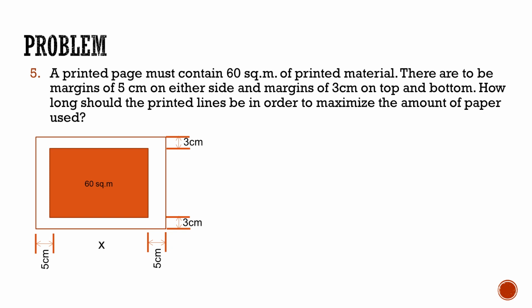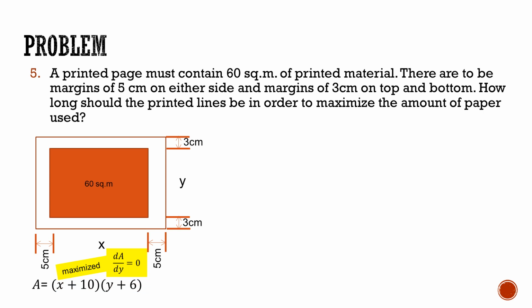So, ilan dapat yung printed lines? So horizontal printed lines is x and vertical printed lines, I'll designate as y, so that the total area is the horizontal dimension times the vertical dimension. The horizontal dimension is x plus 10 and the vertical is y plus 6. And that is to be maximized.